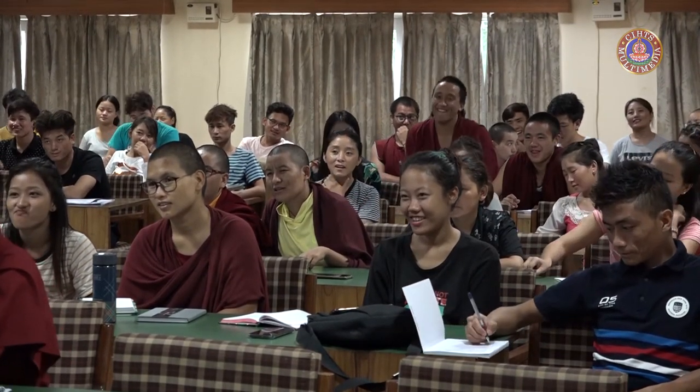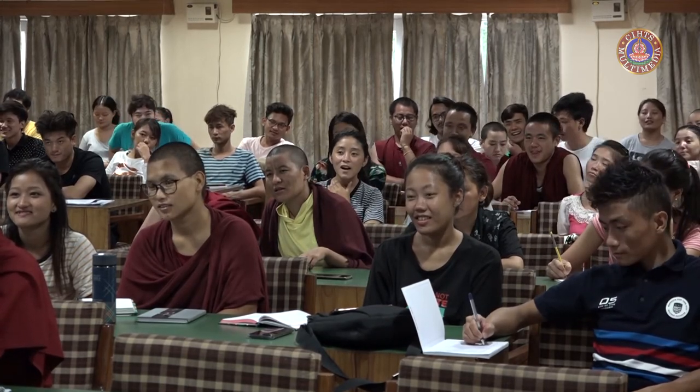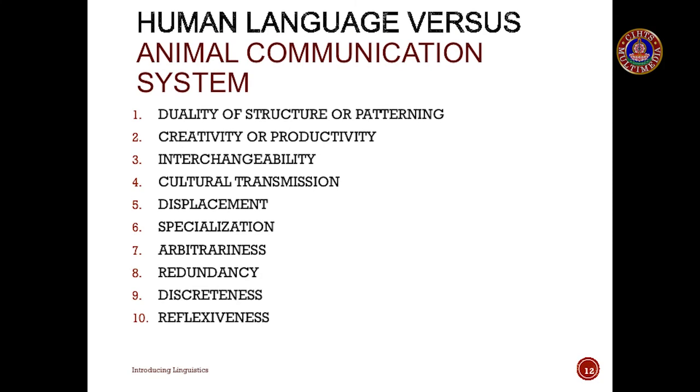I'm just giving an example that, look, they have learned from birds, and they have given these names. These are our identities, signifiers of all of us. So how is an animal word different from a human word? Let's try to understand. These are some of these. I'll directly come to the first.